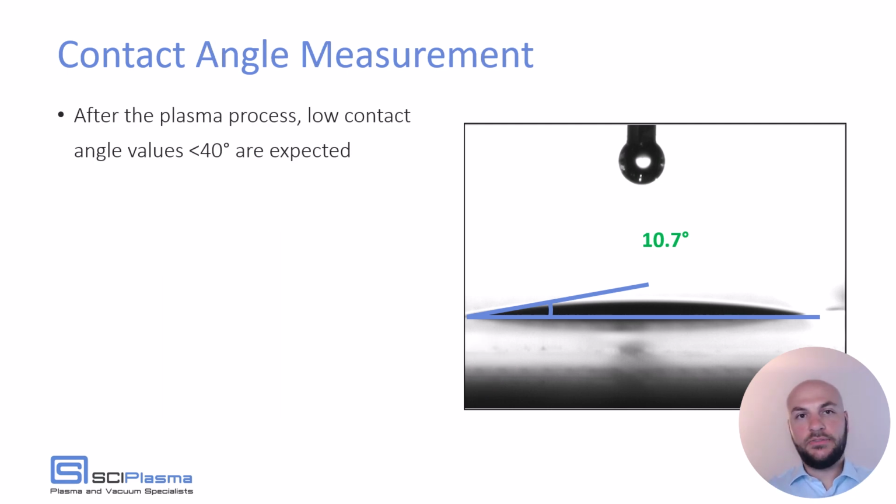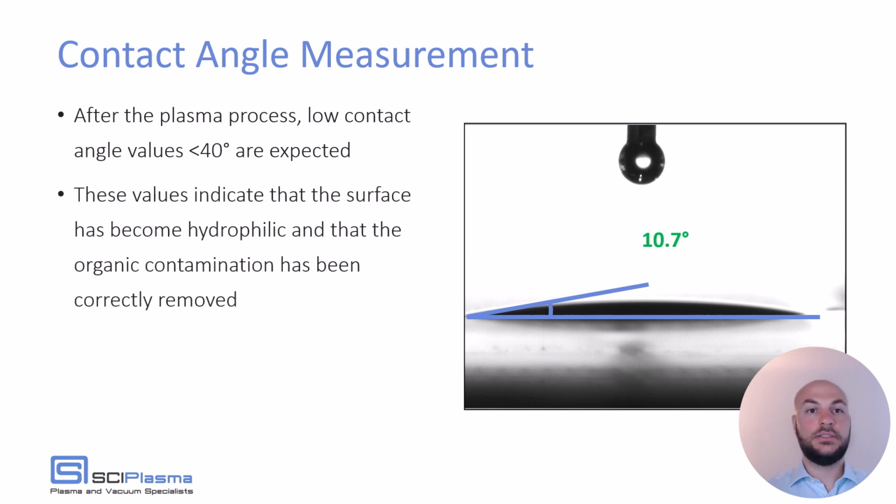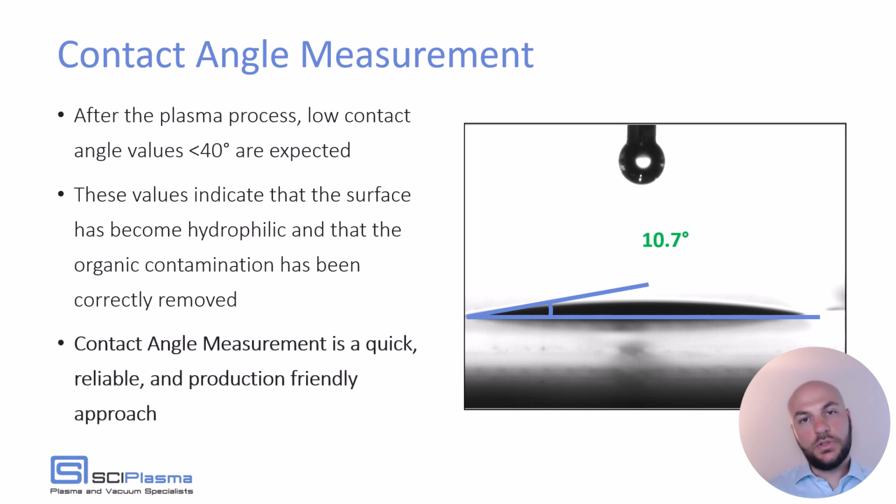So what we expect after the plasma process is angle values below 40 degrees. If we get these values, we have an indication that the surface is hydrophilic and clean, and that the organic contamination has been successfully removed. So contact angle measurement is the first technique.